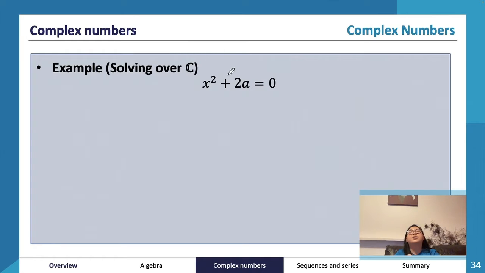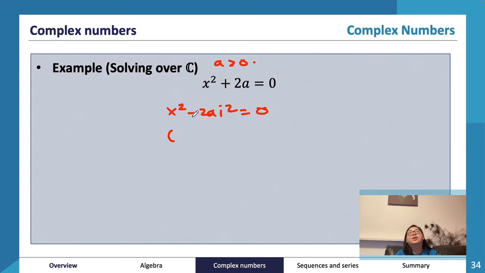Alright, so let's keep on going with this. We now have x squared plus 2a equals 0. What we can do here is the same thing. We don't really know what 2a is, but that's okay. We assume that a is bigger than 0, so it doesn't really matter what a is. If a was a negative number, technically you wouldn't really need to do complex, but we're assuming a is bigger than 0. Otherwise, why would they be asking us to solve over the complex numbers? So we can change this to x squared minus 2a i squared equals 0.